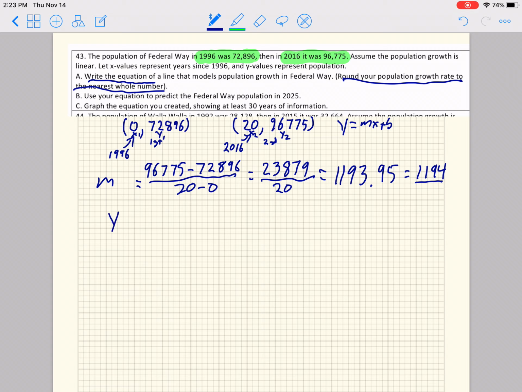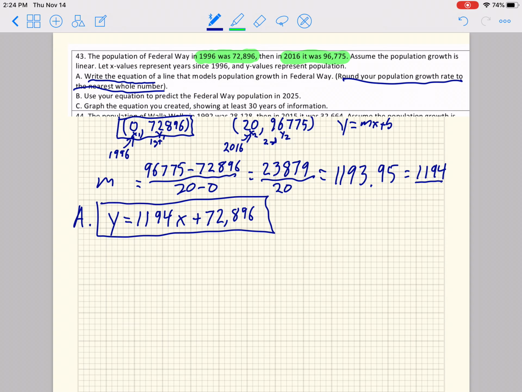Writing my equation, I can write y equals 1,194 times x. So however many years go by, it's that many times 1,194. And then I've already got my y-intercept here, so I can do plus 72,896. So this is my answer for A. This will be my equation that models the population growth. So all I need to do is plug in the year, how many years since 1996, and then this equation will give me the population.